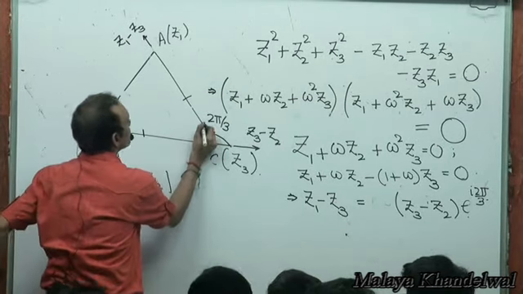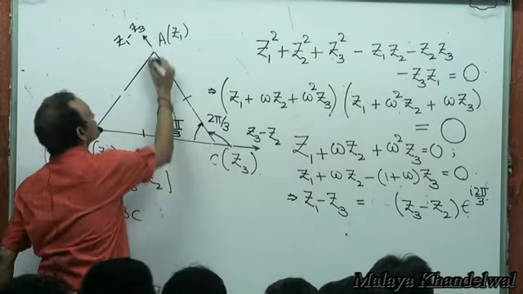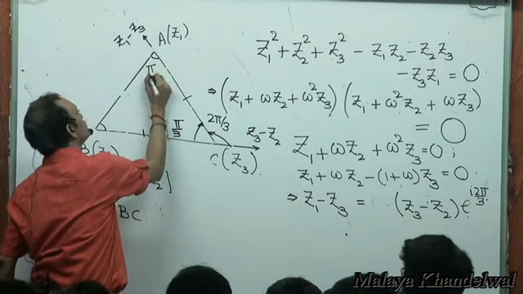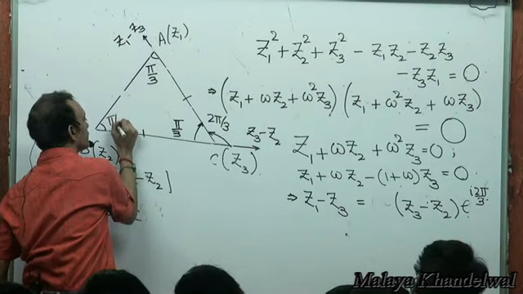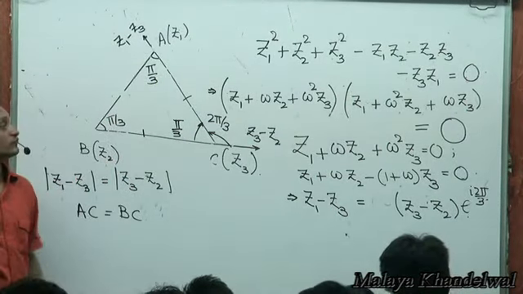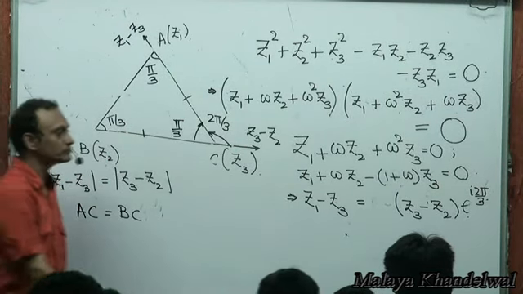If this is 2 pi by 3, this is pi by 3, this is 60 degrees. This is an isosceles triangle, this angle equal to this angle. Very clearly then, each of these must be pi by 3 as well. This triangle therefore turns out to be equilateral. So the converse of the result is also true.